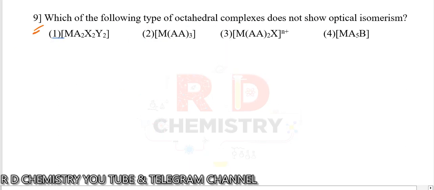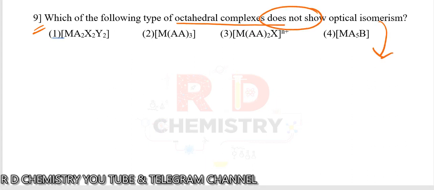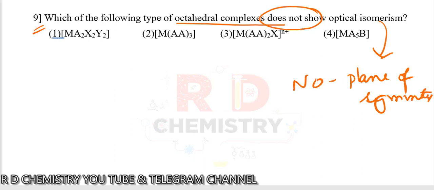Question number 9. Which of the following octahedral complexes does not show geometric isomerism? To show geometrical isomerism, compound must not contain planar symmetry. There should not be planar symmetry in the molecule. No planar symmetry. Remember that. Okay. If there is a didentate ligand like this, they can show geometrical isomerism. They show optical isomerism. So we are left with the first option and the fourth option.